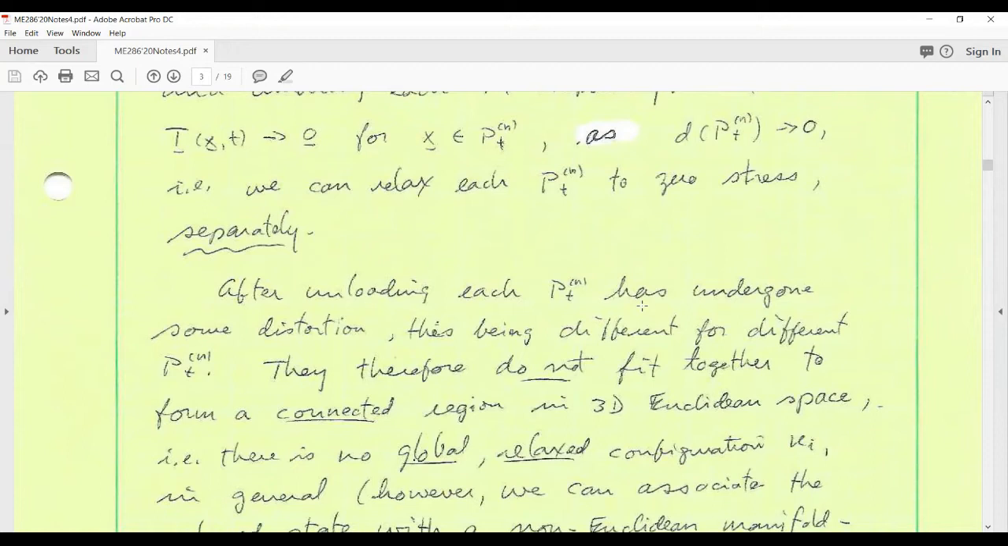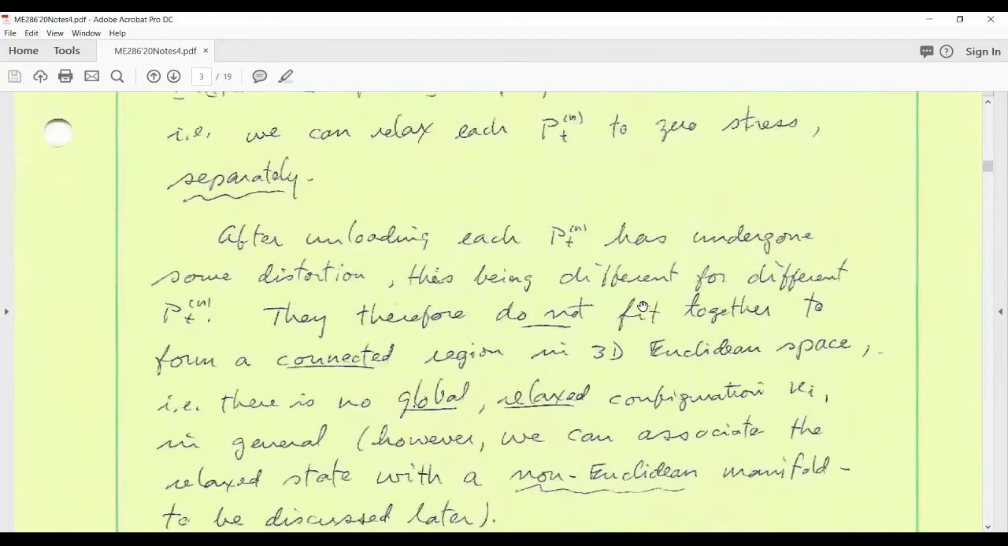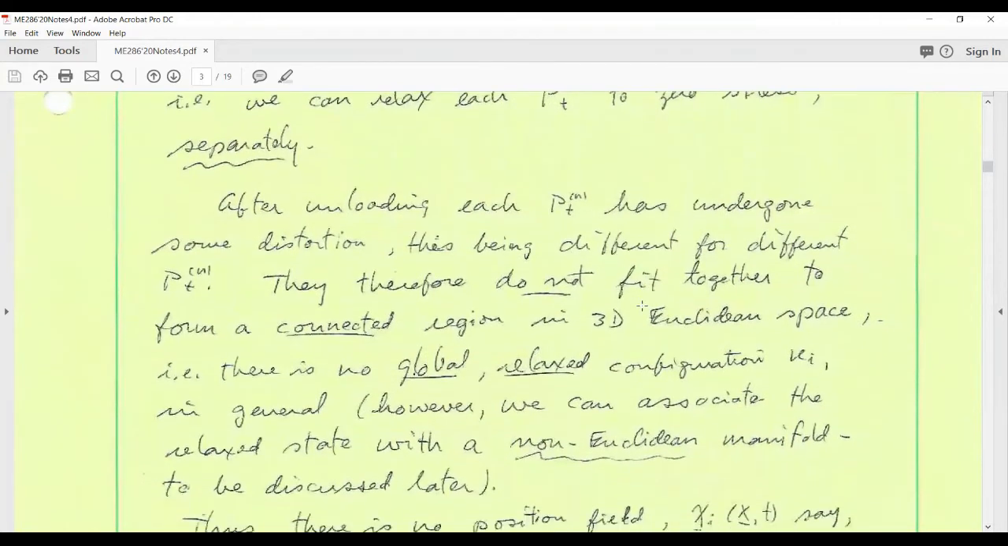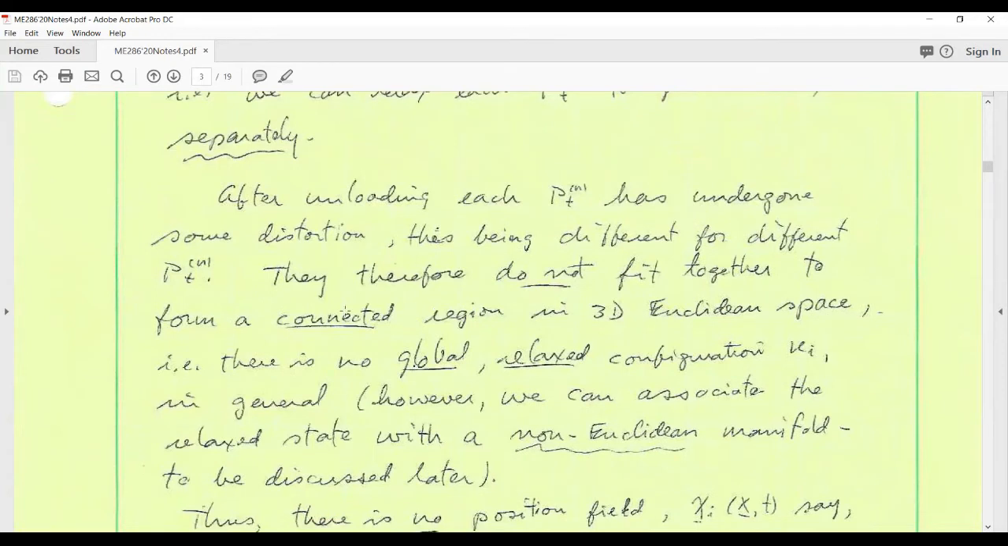Okay. So the individual unloaded pieces will be shaped differently in such a way that they don't fit nicely together again. And so they're disjoint, right? You can't fit them together. So they don't fit together to form a connected region in three-dimensional Euclidean space, which is where the original body resided.